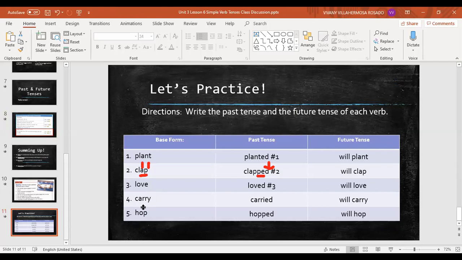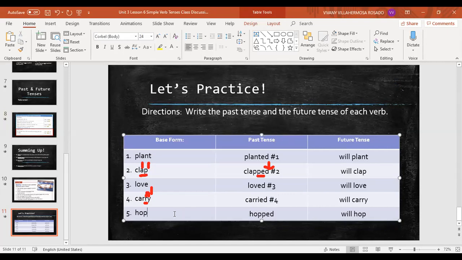Let's see, carry. Carry, we identify that it ends with Y. Okay, there is a Y. And then now I have to look at the letter before it, which is R. And I know that R is a consonant. So carry is a verb that ends in consonant Y. So when that happens, I know that I have to change the Y to I, and then I add ed, and we're using rule number 4.